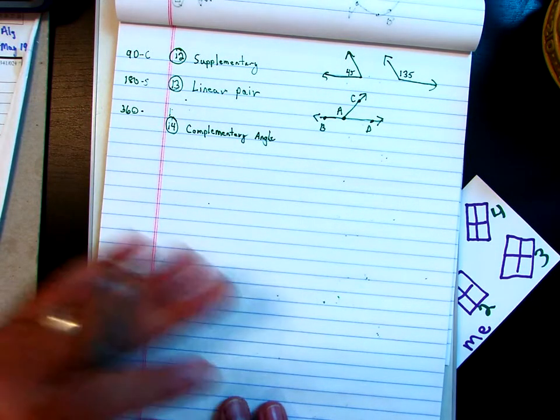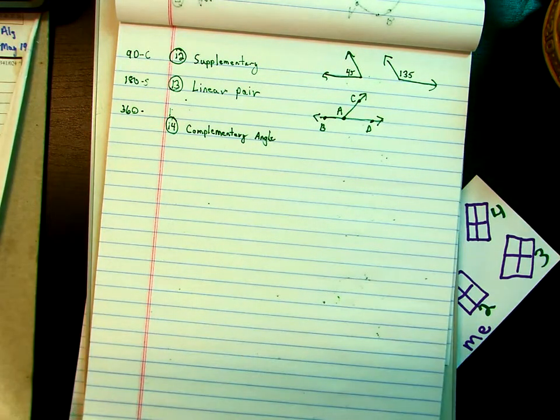So complementary angles are two angles in which they add up to equal 90 degrees. Do they have to be connected? Do complementary angles have to be connected?